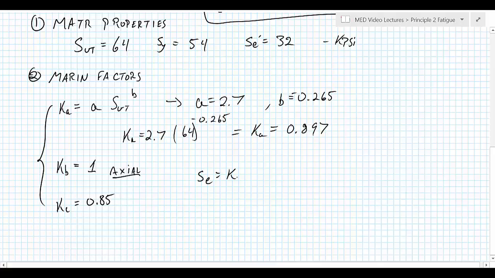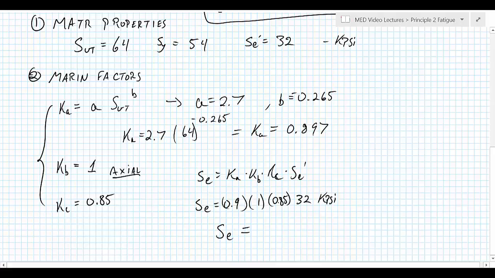So all of these are the Marin factors we're going to consider, and together we can calculate our modified endurance strength: Ka times Kb times Kc times our hypothetical endurance strength. Altogether that is 0.9 basically, times 1 for Kb, times 0.85, times our hypothetical endurance strength of 32 kpsi, giving us a modified endurance strength that we'll use in our Goodman equation of 24.4 kpsi.